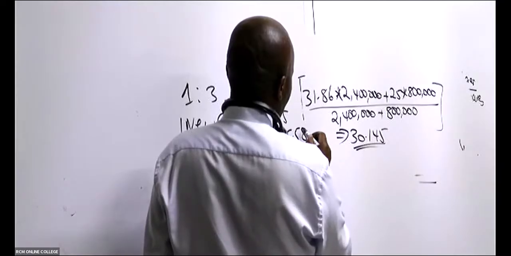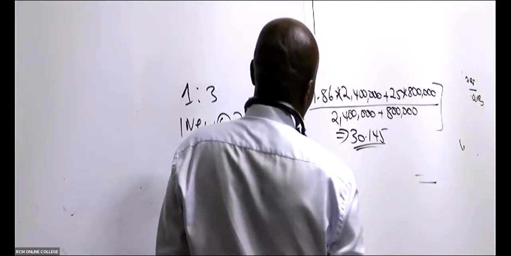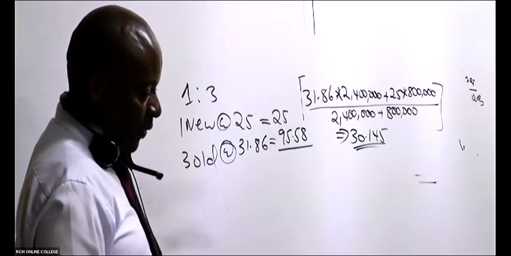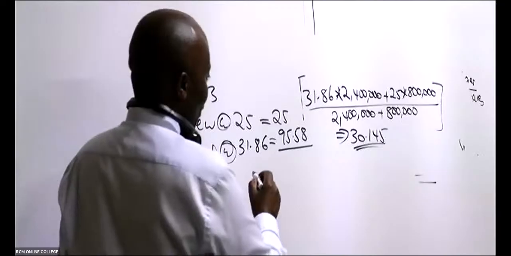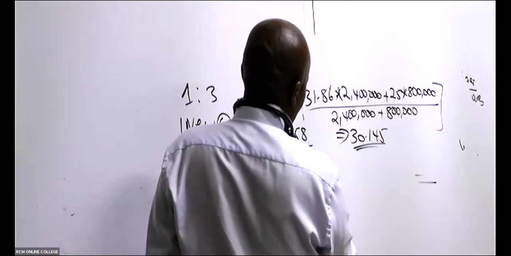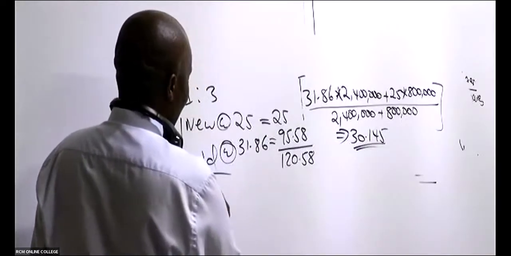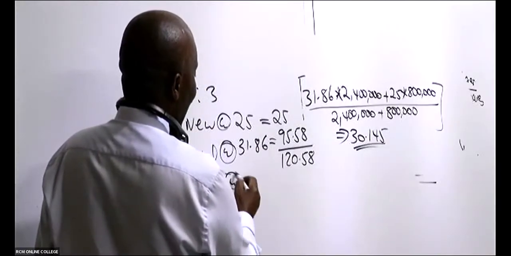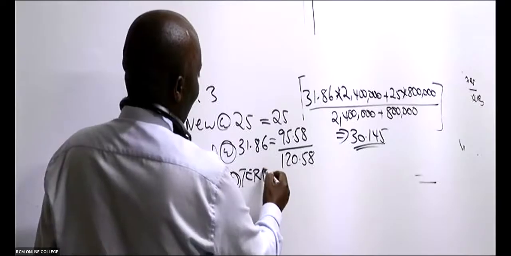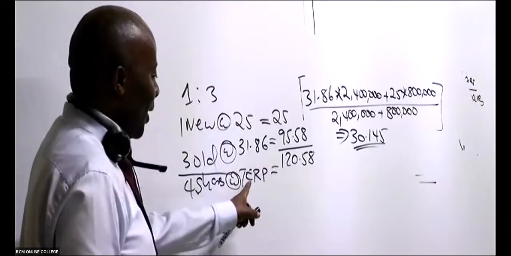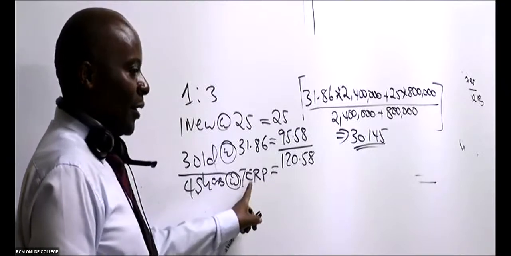95.58. Thank you. So total 25 plus that 95.58, 120.5. For how many shares? These are 4 shares. 4 shares at TERP. Yeah, the price we'll get is what we call the theoretical ex-rights price.